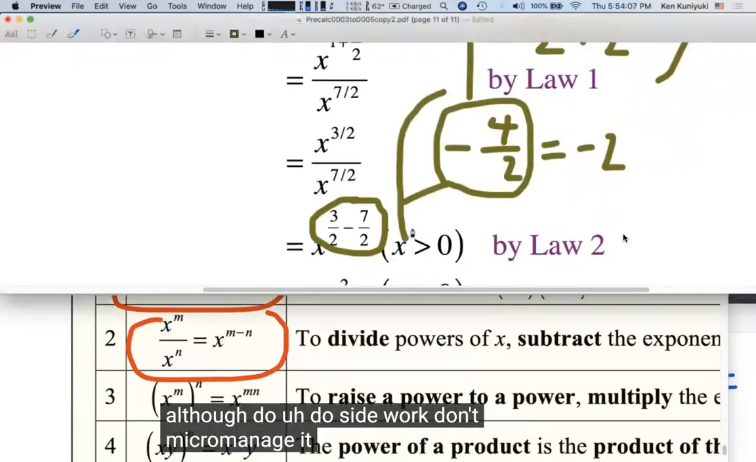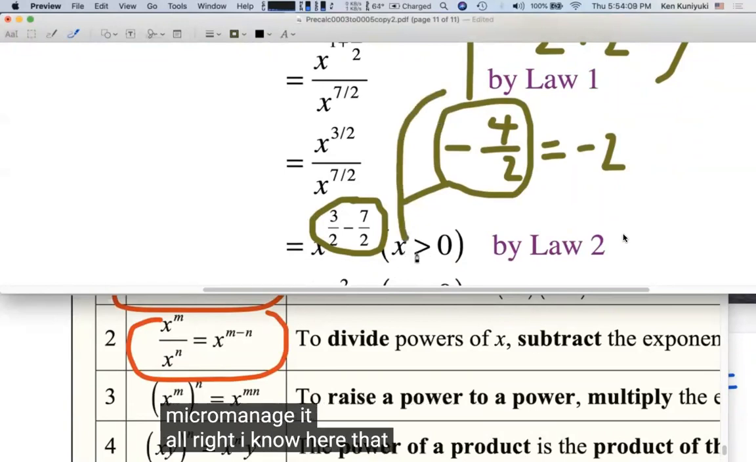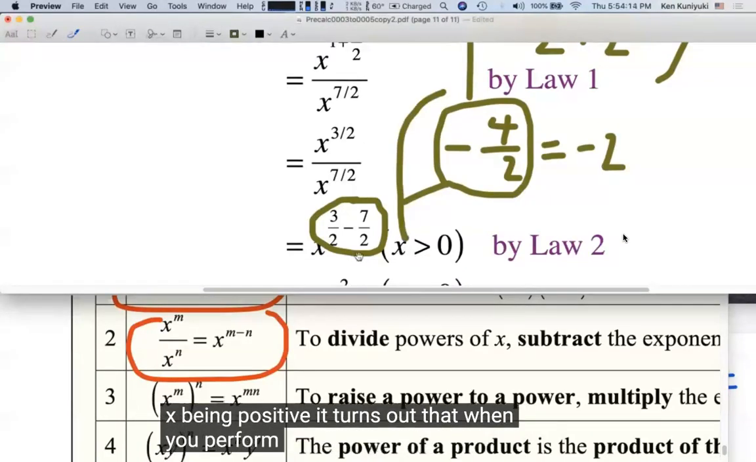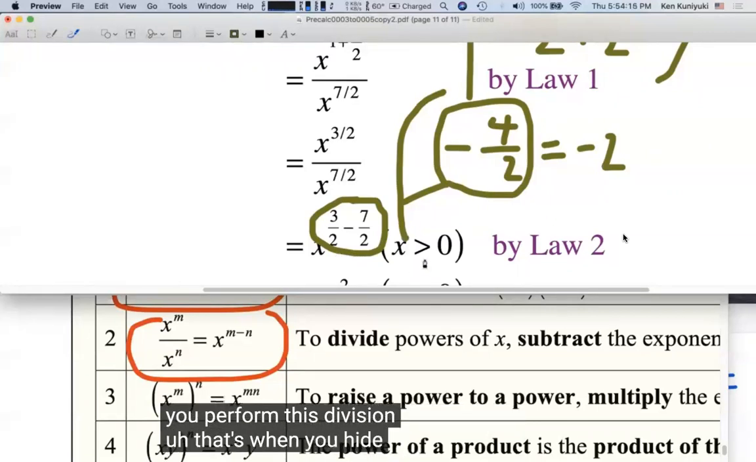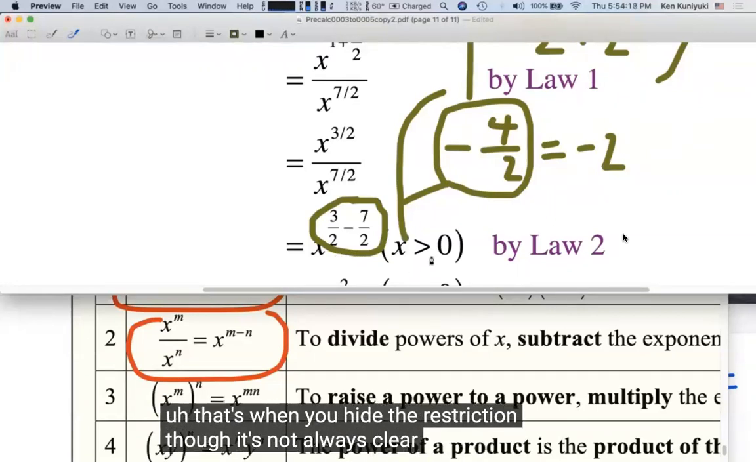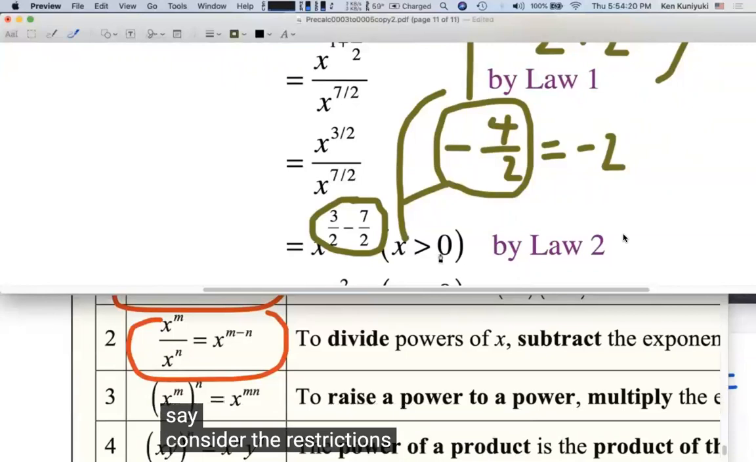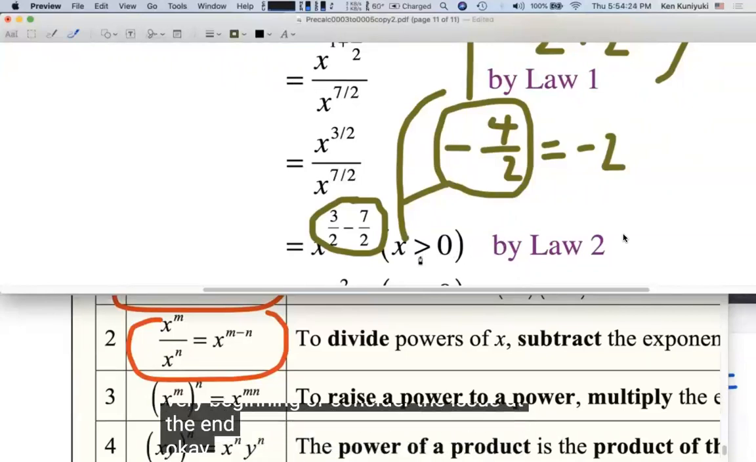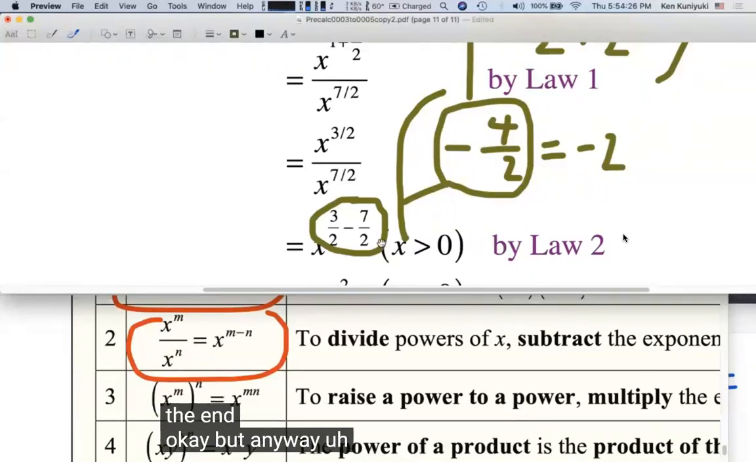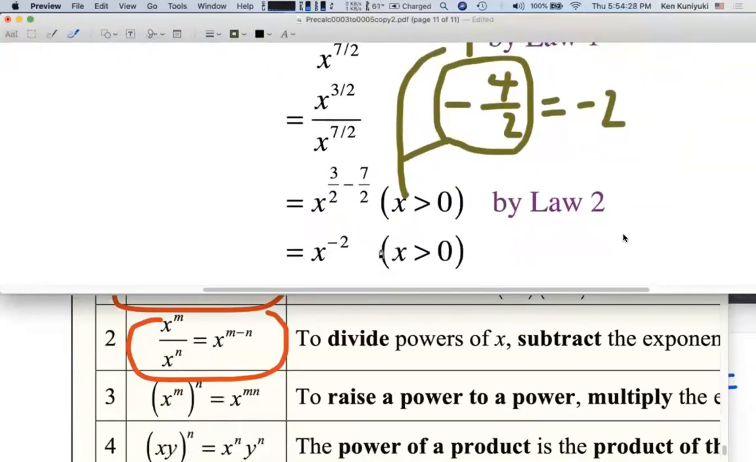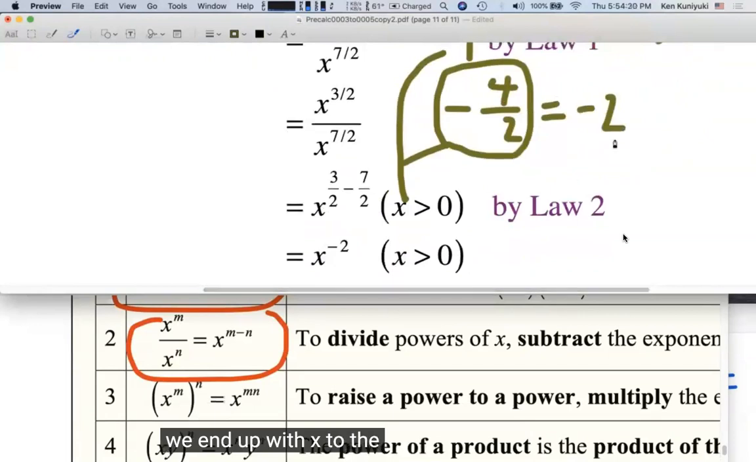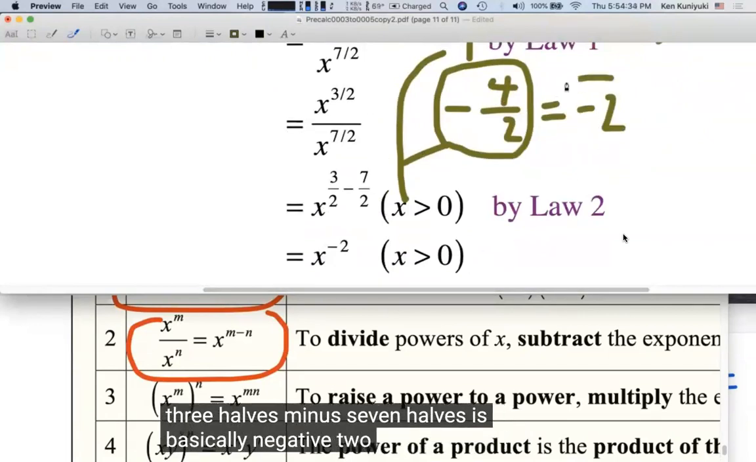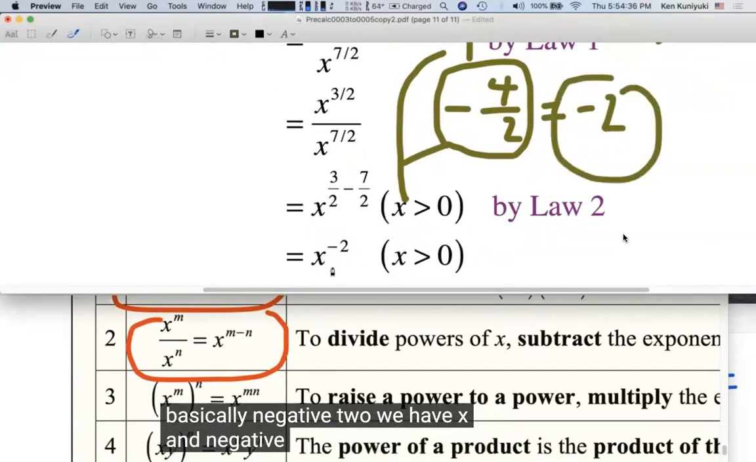Don't micromanage it. Right? I note here that the hidden restriction, x being positive, it turns out that when you perform this division, that's when you hide the restriction. Though it's not always clear. So I would say consider the restrictions either at the very beginning or consider the issue at the end. Okay, but anyway, we end up with x to the negative 2. 3 halves minus 7 halves is basically negative 2. We have x to the negative 2.